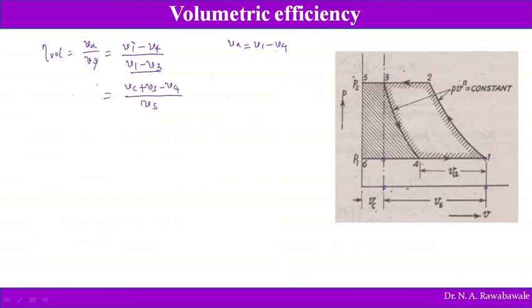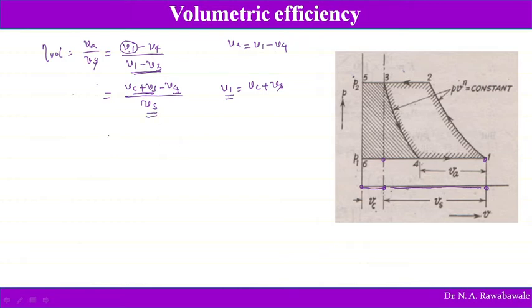So this V1 is nothing but the sum of clearance volume plus swept volume. So this plus this gives us V1. So V1 is equal to Vc plus Vs. So substituting, in place of this V1, Vc plus Vs. V4 as it is. In place of V1 minus V3 we are substituting Vs.